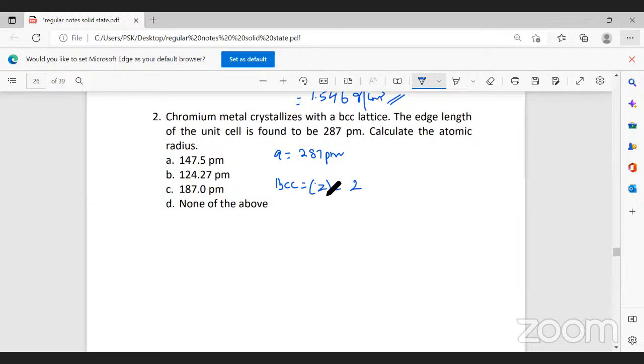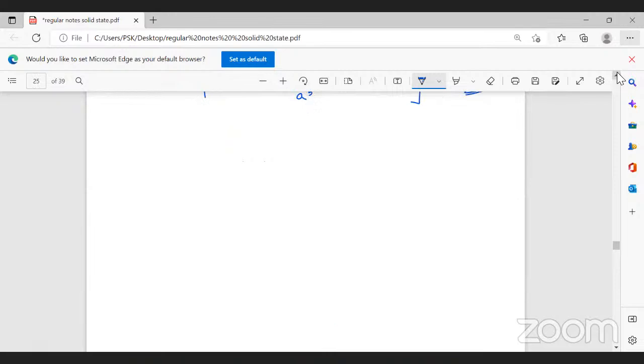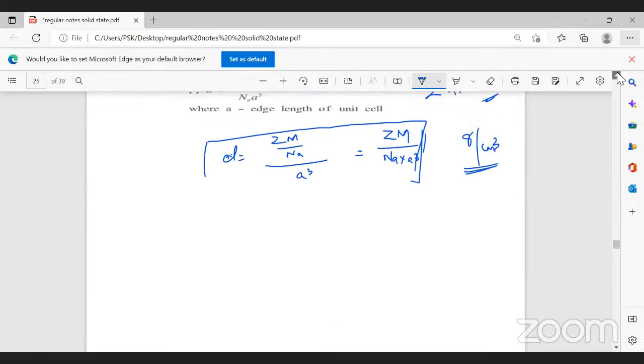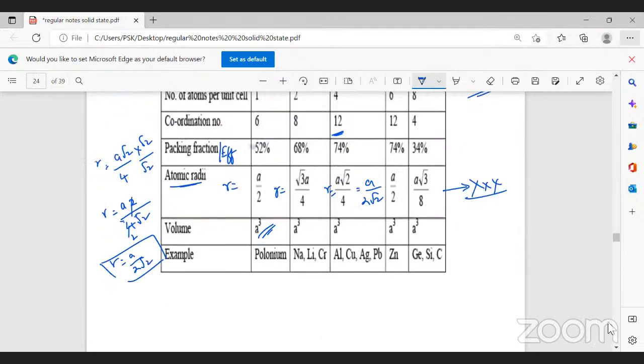We want the radius. They've given the edge length in terms of what? Picometers. So now they're asking you to calculate what? The atomic radius. They're asking you only to calculate the atomic radius. So for the BCC lattice, what's the relationship between the radius and the edge? R is equal to root 3a by 4. This formula, this chart you should remember.